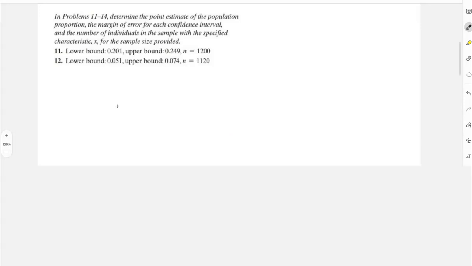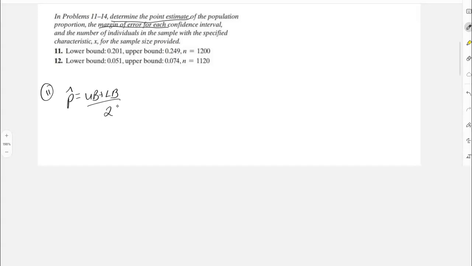So let's look at some other problems. In this, they're giving us the lower bound and the upper bound for a confidence interval, and they're asking us to determine the point estimate, the p-hat, and the margin of error. All right, so if we have the upper and lower bounds, this is going to be really easy for us to figure out. P-hat has to be in the middle. So if we take the upper bound plus the lower bound and divide it by 2, that's going to tell us exactly what's in the middle of the bounds.